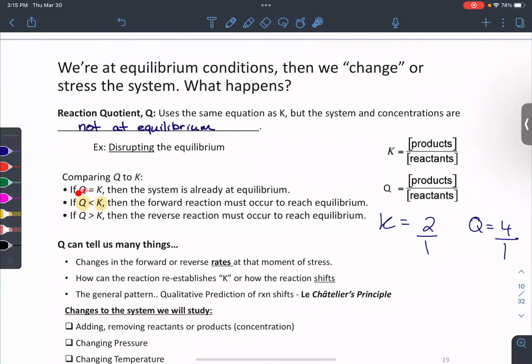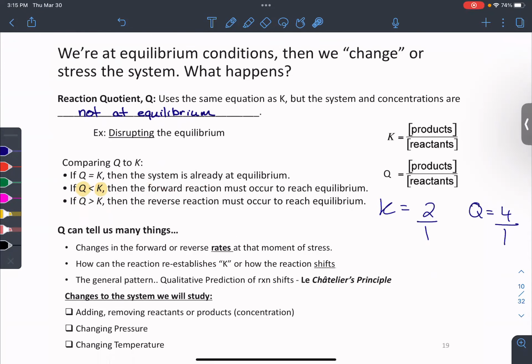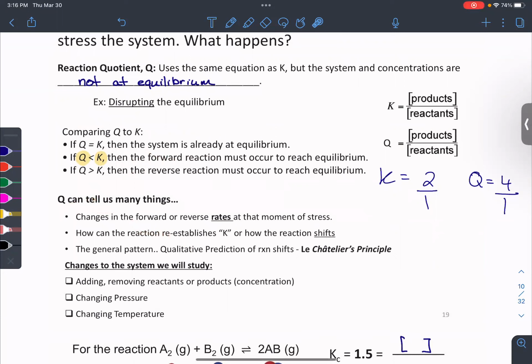Just by looking at the numbers, you can predict which way a reaction has to shift. Some people like to memorize this table: when Q is bigger than K, the reverse reaction happens, and when Q is smaller than K, the forward reaction happens. I don't like to memorize things. I just look at the numbers and think, oh, Q is too big, too much products, gotta go in reverse. So Q tells us which way the reaction goes to establish equilibrium, and it also tells us a little bit about the change in reaction rates. Next we're going to look at changes in the system where we add or remove products or reactants, change pressure, and change temperature.